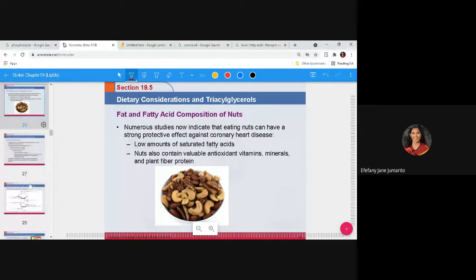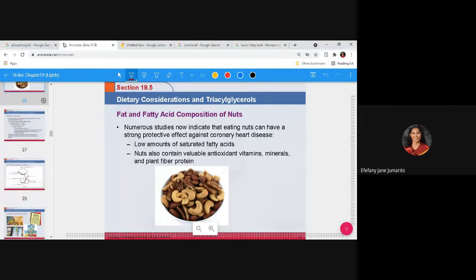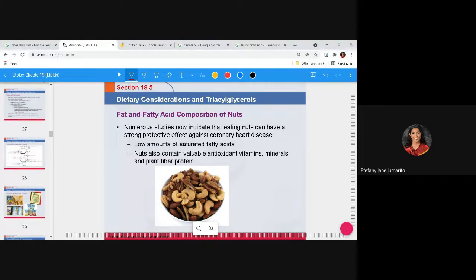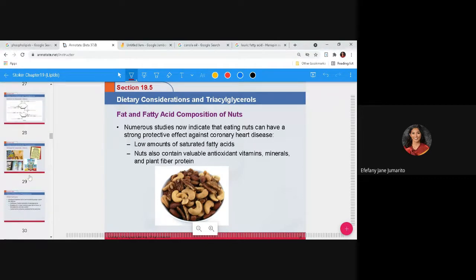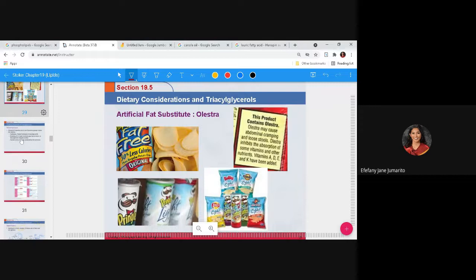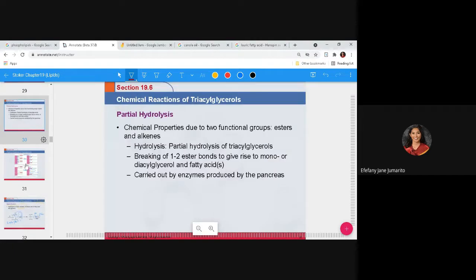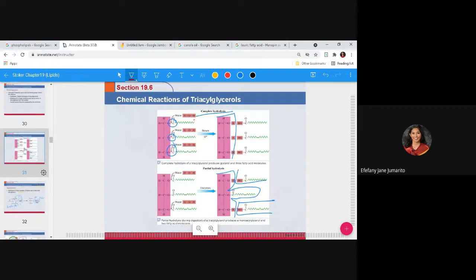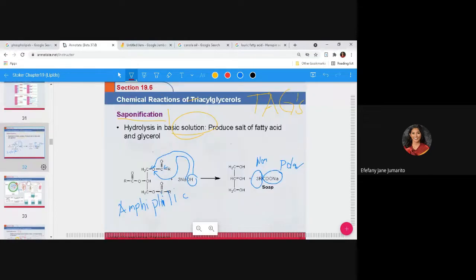And then we have the nuts. Nuts are very healthy. It's true that they have many oils and fats, but the fats there are good fats. Who answered this in yesterday's exam? We have aspartame, which is confusing with olestra. All of them are artificial sugars, and olestra is your artificial lipid.